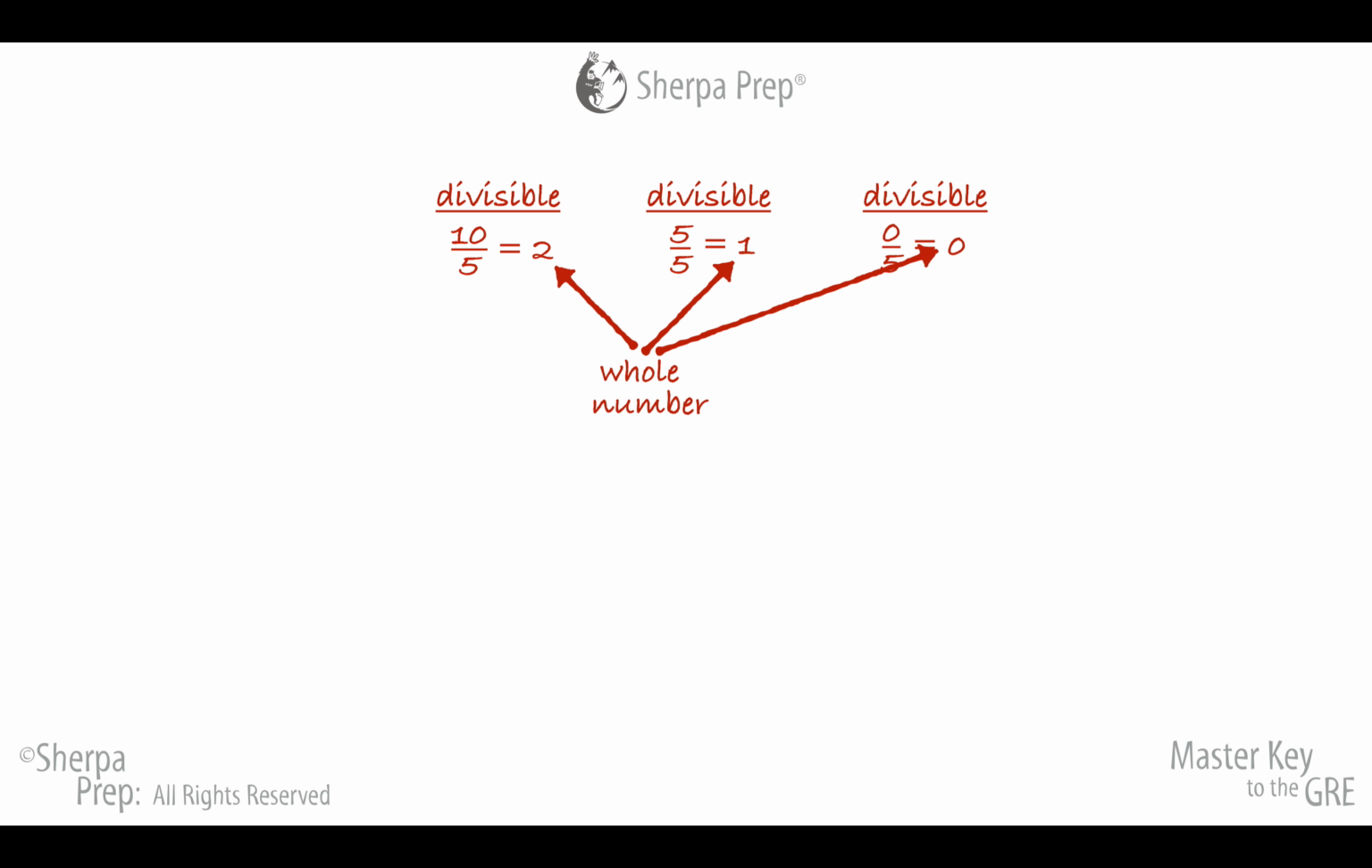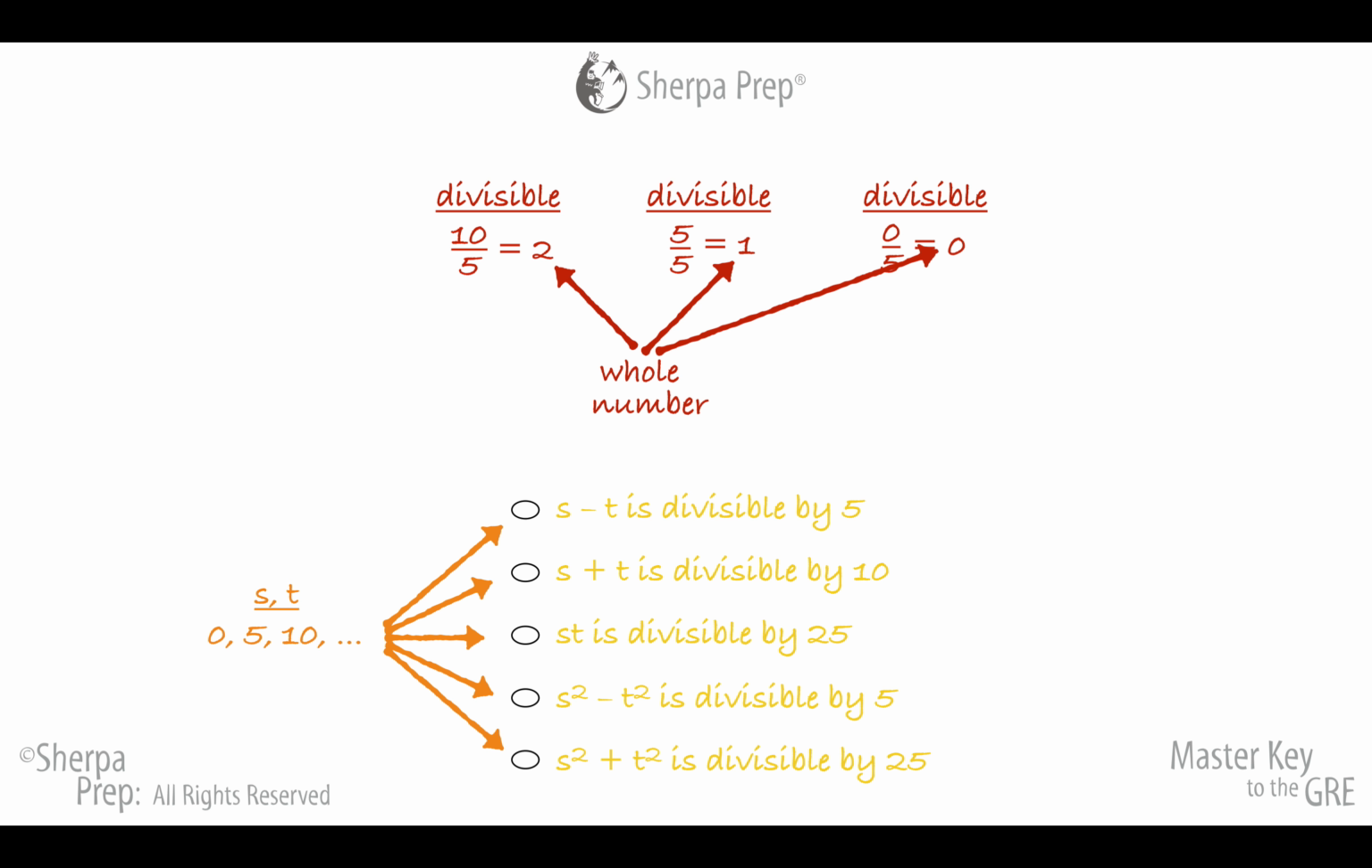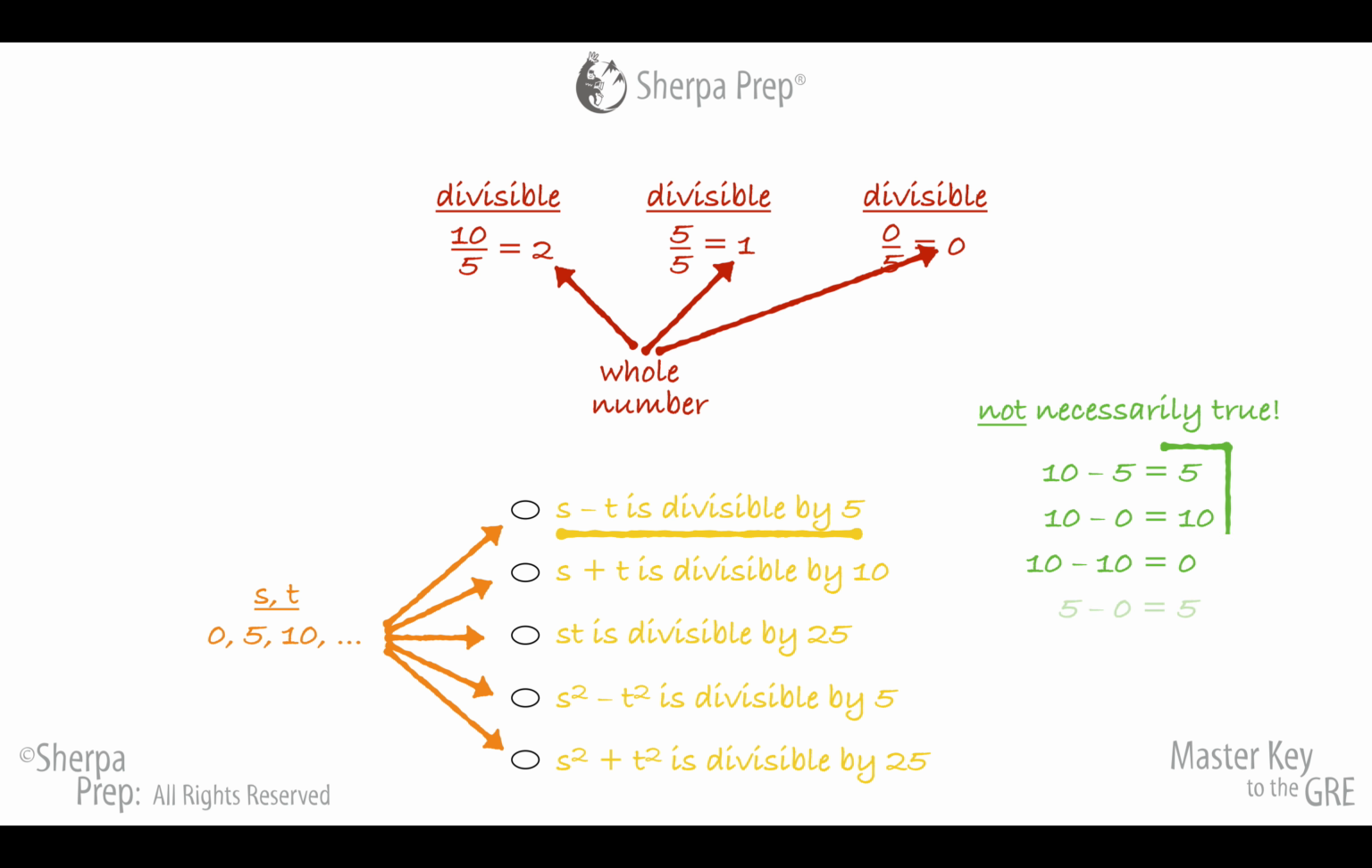So if s and t can be numbers such as 0, 5, and 10, let's take this information and plug it into the answer choices to see which one of these statements is not necessarily true. To start, we can easily see that the first answer is always going to be true. No matter which one of our values for s and t we plug in, we're always going to get something divisible by 5, right? 10 minus 5, 10 minus 0, 10 minus 10. Those are all values divisible by 5. This statement is always true.